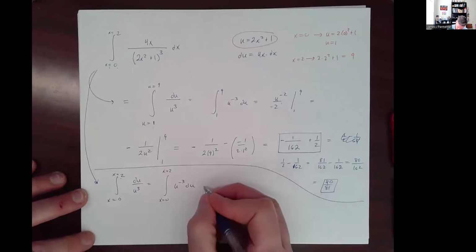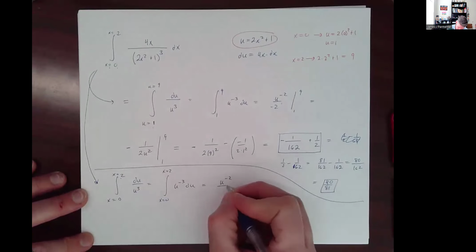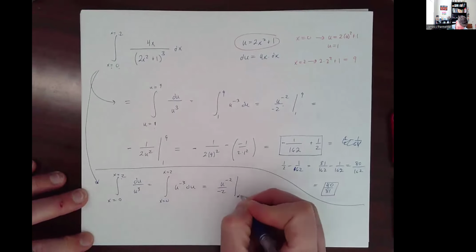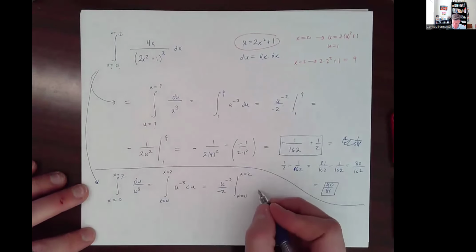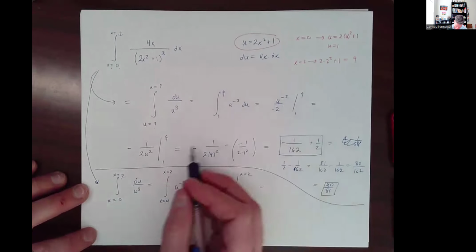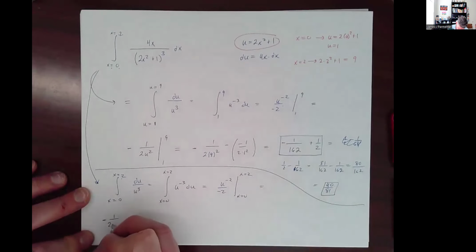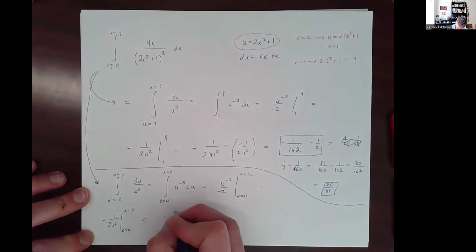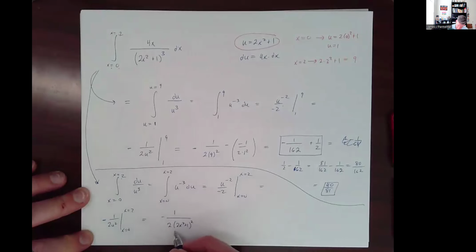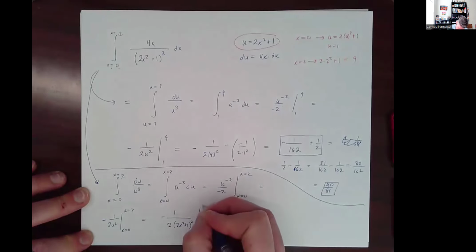It still integrates the same way. Still get u to the negative second over negative 2 from x equals 0 to x equals 2. But then we do have to plug back in what u is equal to. Again, I would probably rewrite this first as negative 1 over 2u squared, x equals 0 to x equals 2, and then plug back in that u is equal to 2x squared plus 1. I've got negative 1 over 2 times (2x squared plus 1) squared. From now, I don't need to write the x's anymore because we know those are x values.